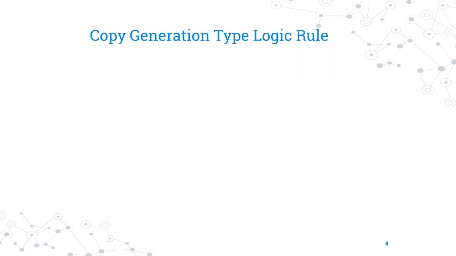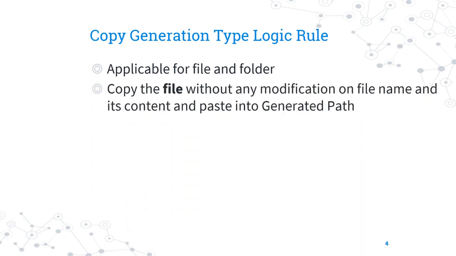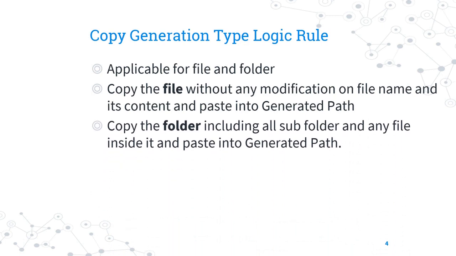For the copy generation type, we have several logic rules. The first one is applicable for file and folder. For the file, we can copy the file without any modification on file name and also its content and paste into generated path. For the folder, we copy the folder including all the subfolders and any file inside it and paste into generated path.